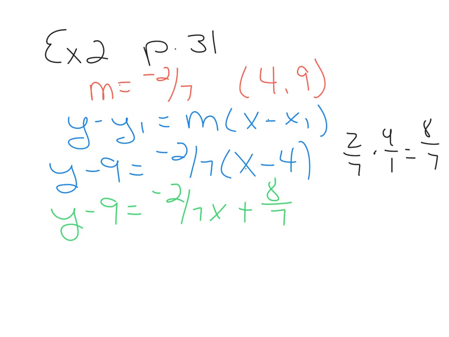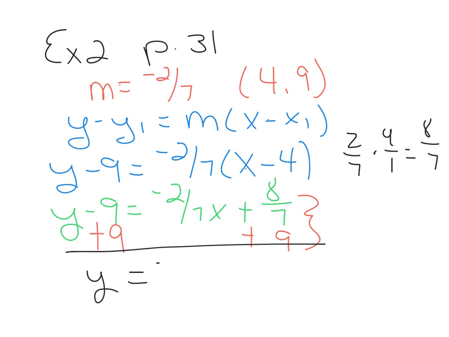The next step here is to isolate this y. So we need to add 9 to both sides. So we're going to add 9. And these are the like terms here. So we're going to end up with y equals negative 2/7 x.